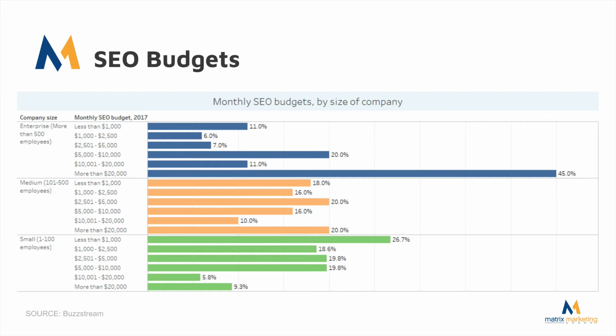This chart shows SEO budgets broken down by company size: enterprise, midsize, and small. For the enterprise firms, 45% spend more than $20,000 per month. Mid-sized companies were pretty evenly split, and smaller firms, about 27%, spend less than $1,000 per month. Now the takeaway is that if you want to boost website traffic and conversions, you need to invest the resources.